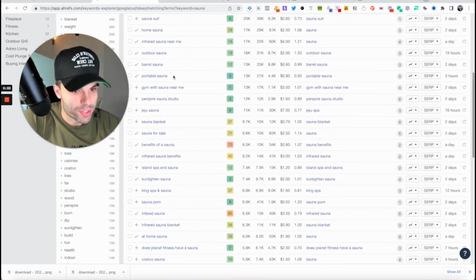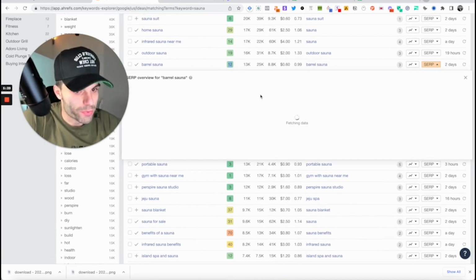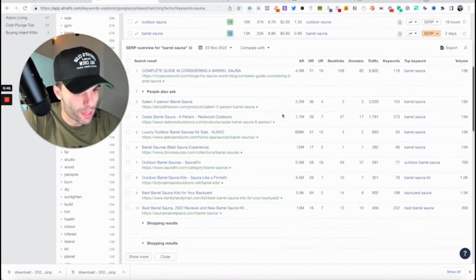And to show you another example, barrel sauna has a keyword difficulty of 12, so 4 times as much as portable sauna. But if we go to the barrel sauna search results page, look at how many low domain rating websites rank: 16, 29, 28, 17, 39, 36, 31. All sorts of low domain rating websites. So this would be a much, much easier keyword for us to rank for. Far easier.